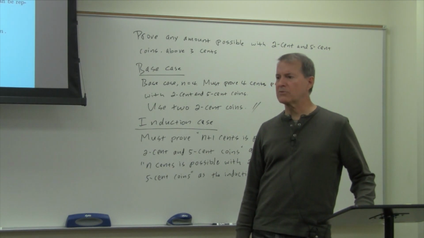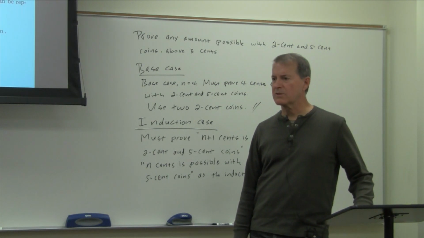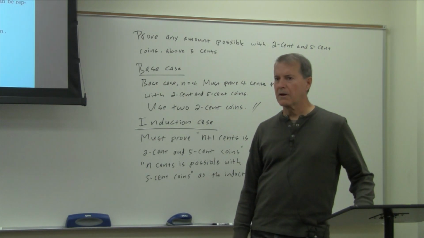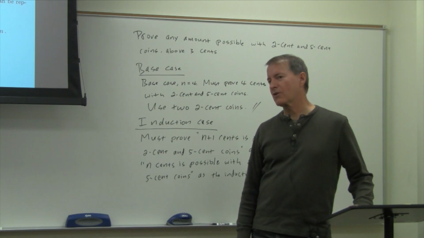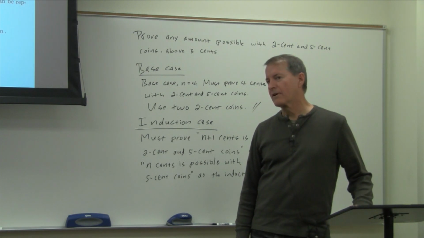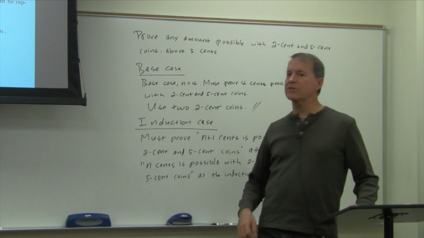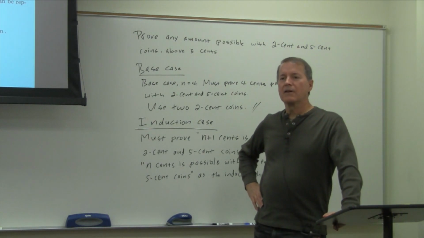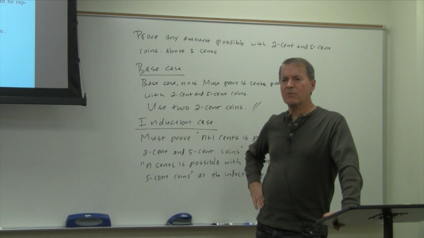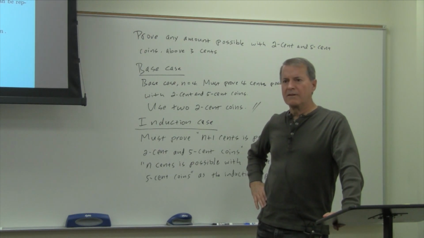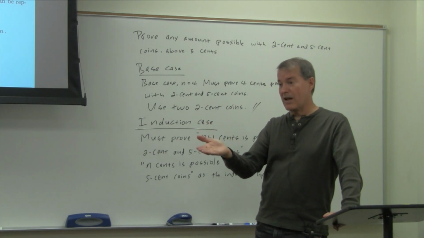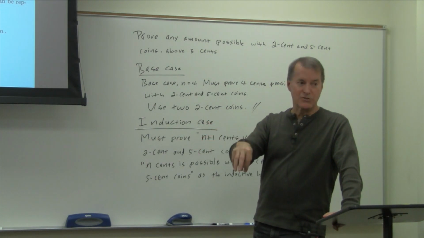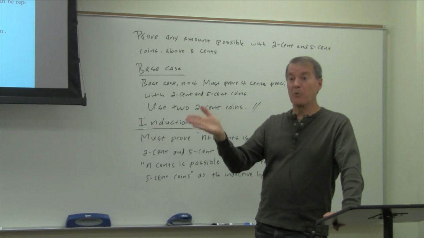If you don't have 2 2s, you're going to take away a 5 and add 3 2s. But if you don't have 2 2s, how do you know you have a 5? What you're saying is you can take away a 5 and add 3 2s, and that would get you one more.